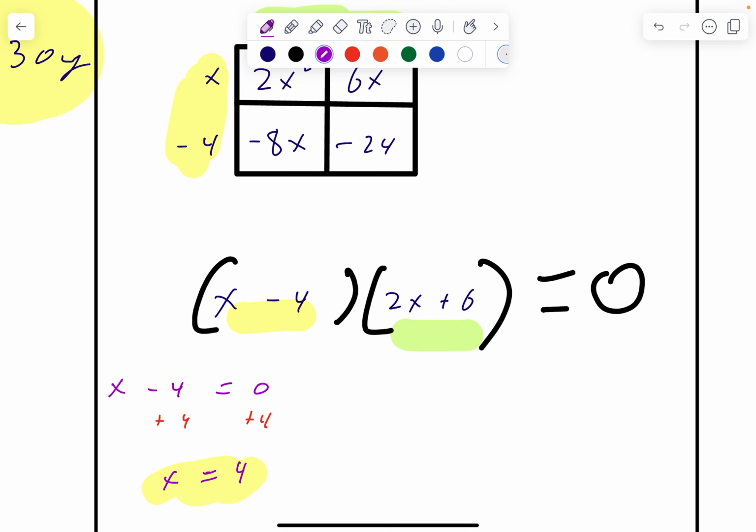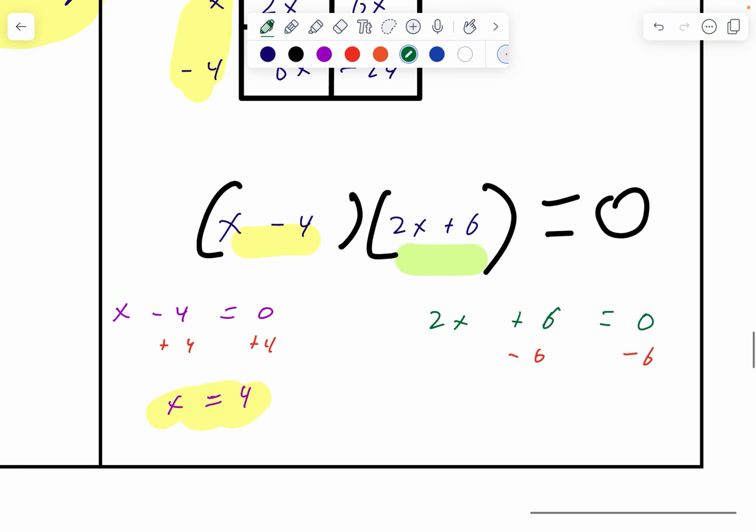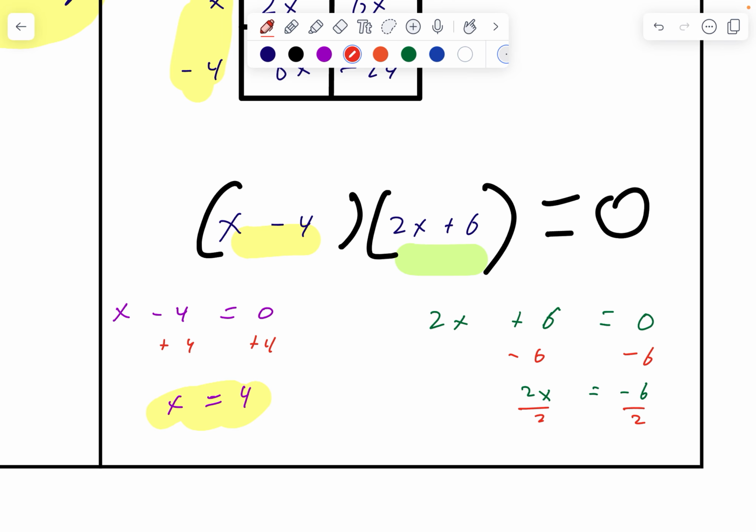And then I'll do the second one, 2x plus 6 equals 0. Let's go ahead and solve that now. We'll have minus 6 on both sides. That'll give me 2x equals negative 6, divided by 2. The 2's cancel. And I think we have our final answer: x equals negative 6 divided by 2, which is negative 3. And we have achieved our final answer.